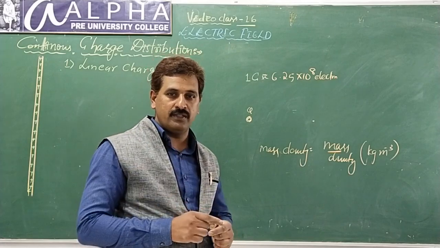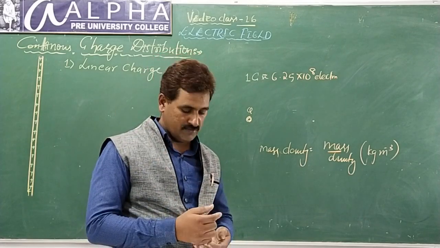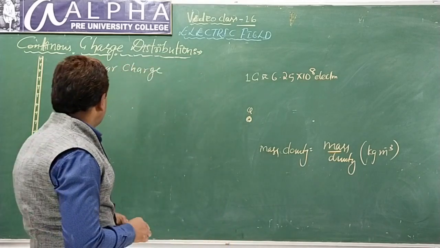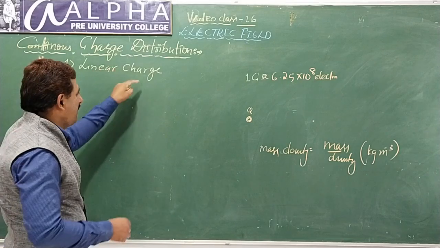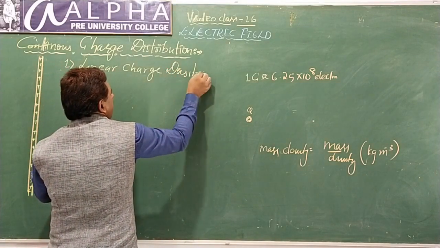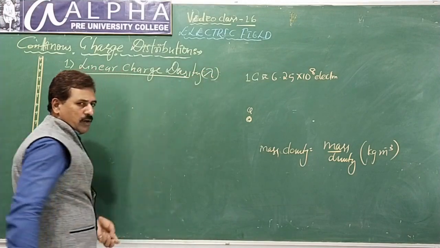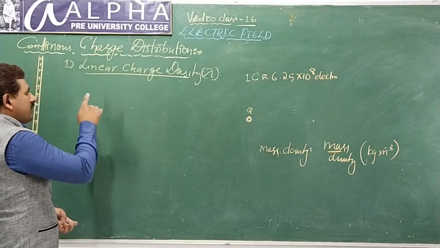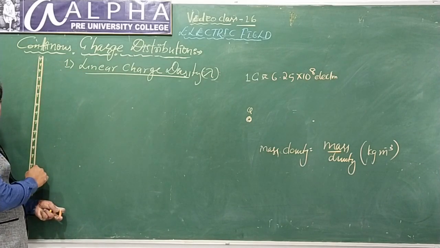Linear charge distribution, surface charge distribution, volume charge distribution. So, charge density. What type of charge density here? Linear charge density. When do you talk about linear charge density? It's denoted by the symbol lambda. Remember this. When do you talk about linear charge density? When charges are distributed along a straight line.